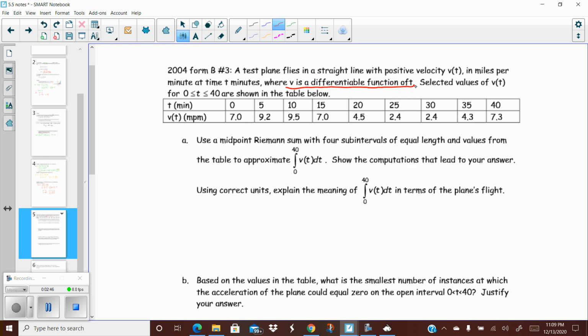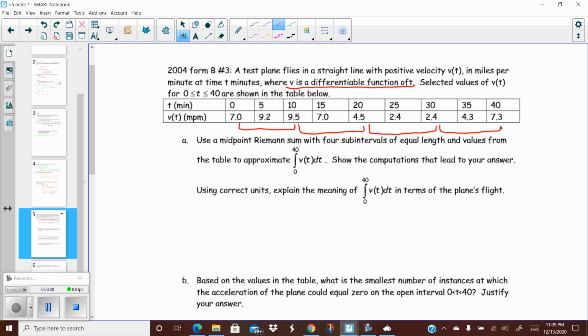All right, 4 subintervals, equal length. The time goes from 0 to 40. So dividing that by 4 means I want 10-minute intervals. So I want an interval to go from 0 to 10, and then from 10 to 20, and from 20 to 30, and then from 30 to 40. So I've kind of already drawn in the bases of the rectangles, if you will.